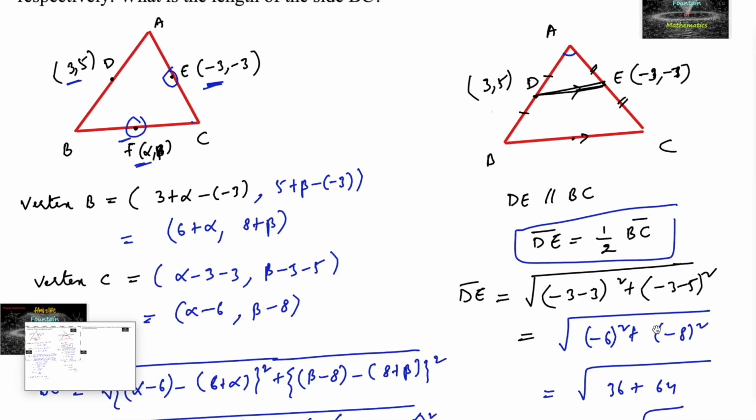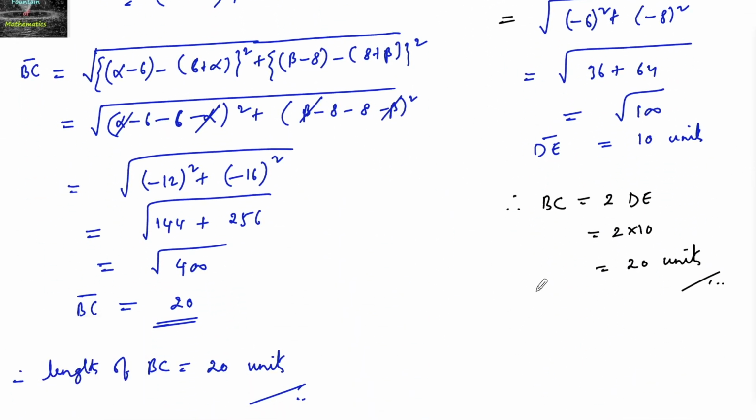And hence we can say the length of side BC is 20 units. Okay, both the ways you will get the same answer, right?